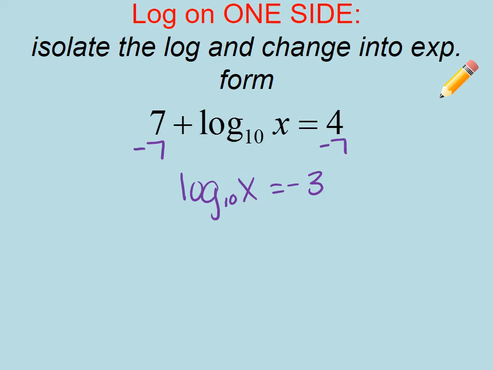Now from here, there's no other moves that I can make from previous algebra years, but I can use my log and transform it into an exponential. So the base becomes the base, the answer becomes the exponent, what's remaining becomes the answer. From here, now it's easy to break that down and I end up with 1 over 1,000. Negative kicks it to the bottom, 10 to the third is 1,000.